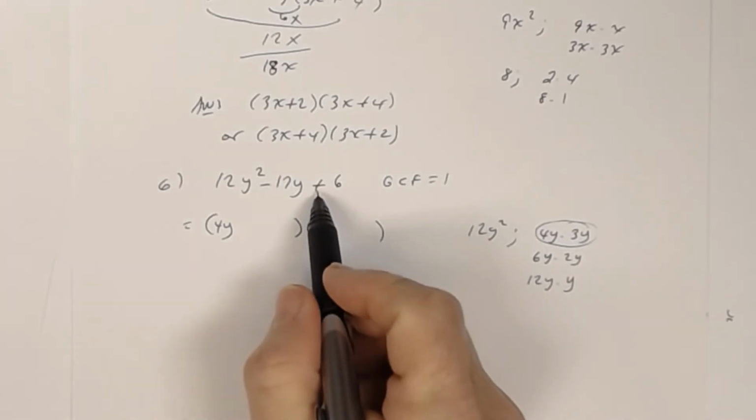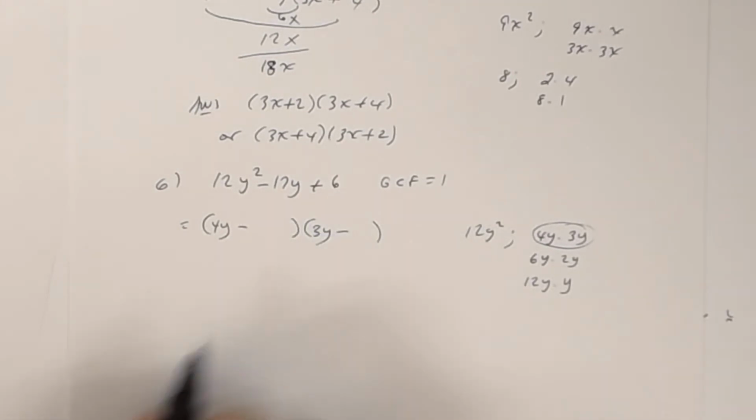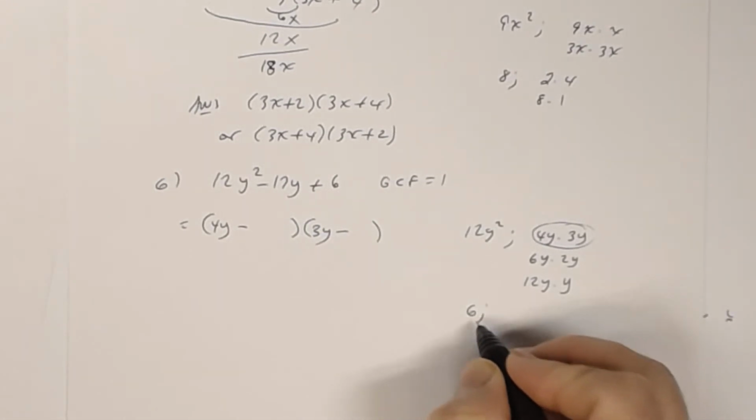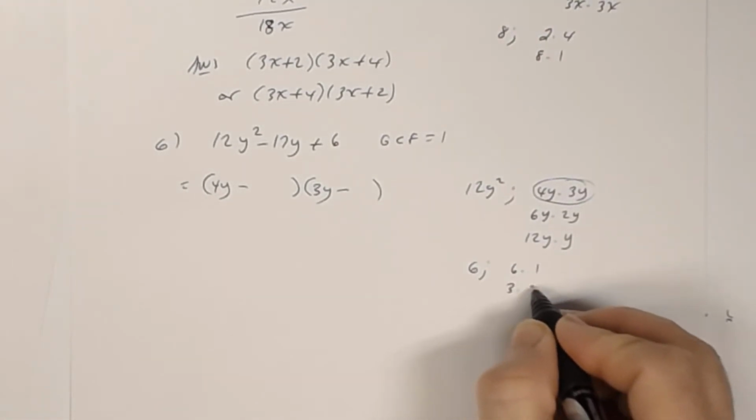Okay, so the last sign's positive, so that means these signs in here are the same and they're both going to be negative because a negative times a negative is a positive. Now let's talk about 6. For 6, there are 2 possibilities for 6. There's 6 times 1, 3 times 2.